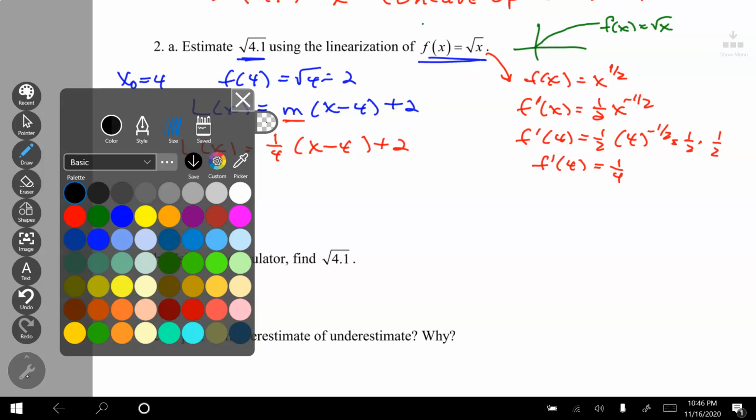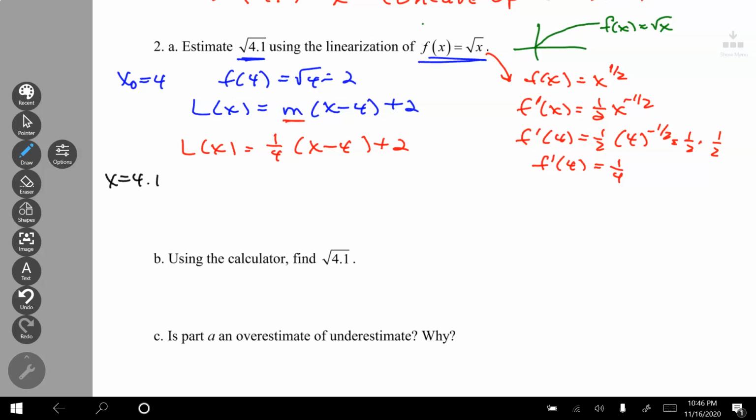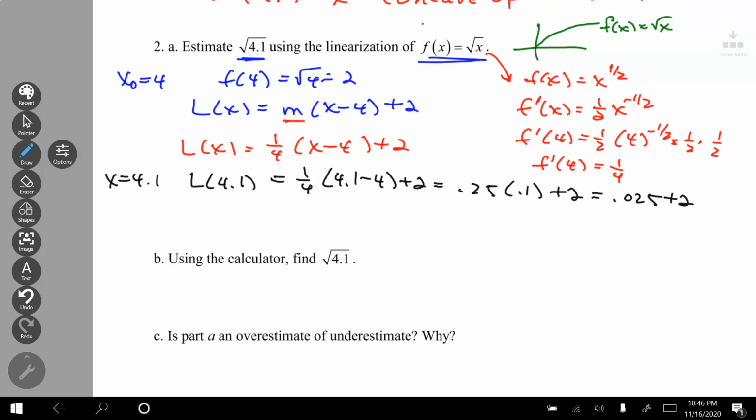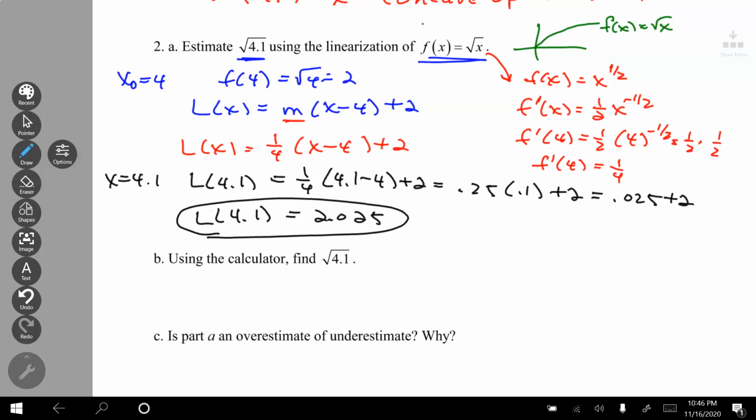And my linearization is 1/4 times (x minus 4) plus 2. And I go ahead and plug in x equals 4.1, because that's really the value for x I wanted to use. So my linearization of 4.1 is 1/4 times (4.1 minus 4) plus 2, which is 0.25 times 0.1 plus 2, which is 0.025 plus 2. So my linearization of 4.1 is 2.025, or I have approximated the square root of 4.1 as 2.025.